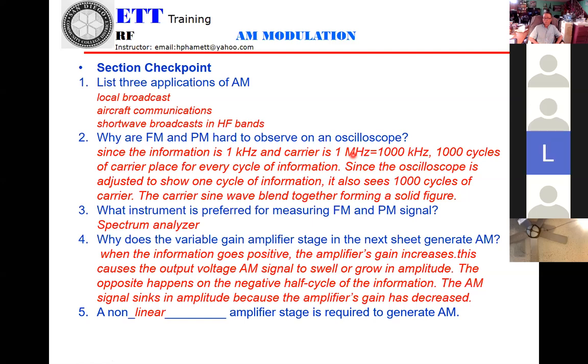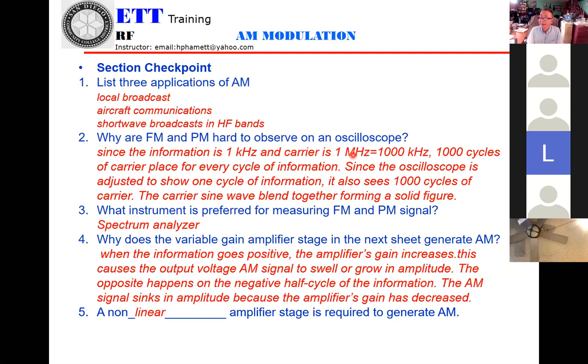I have a question, Mr. Pham. Regarding question 4, to be honest, I don't understand it well, and neither the answer. Okay, let's look at number 4. Why does the variable gain amplifier stage in the next sheet generate AM? And the answer is, when the information goes positive, the amplifier gain will follow. That means the gain will be increased.